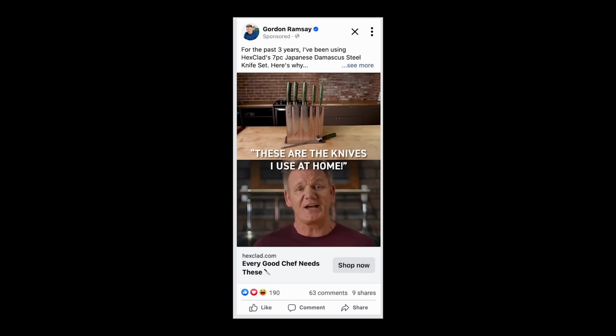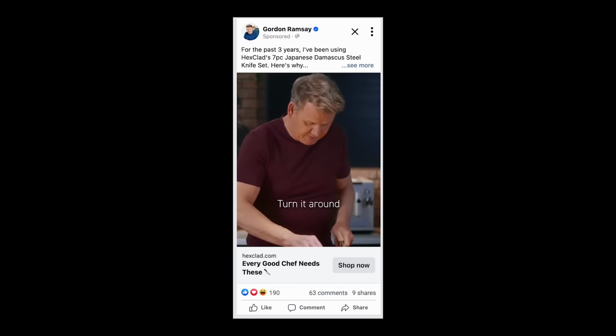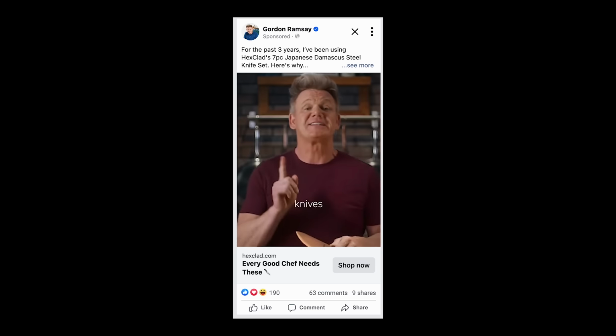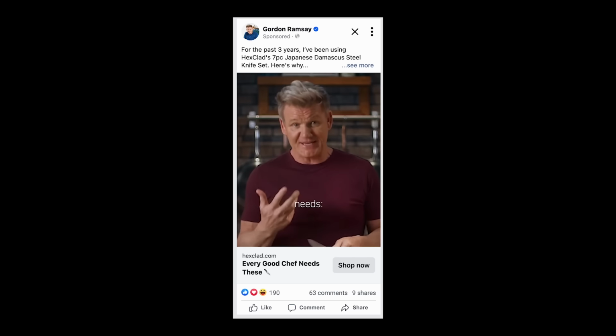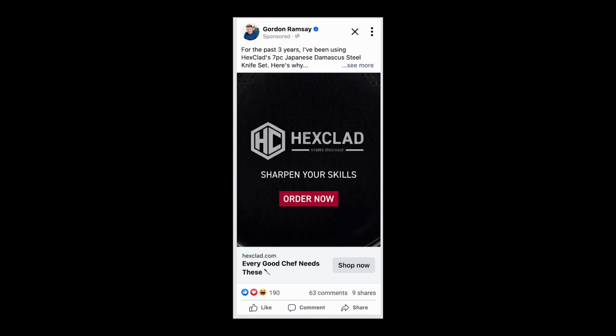These are the knives I use at home. Let's put it to work, shall we? Thin slice, turn it around, and you see those beautiful dices. HexClad Knives gives everything a chef needs: balance, sharpness, and world-class materials.